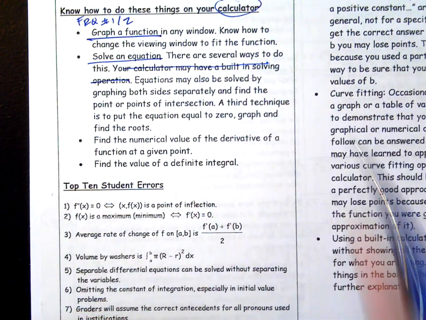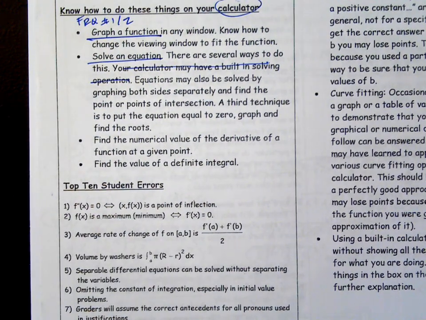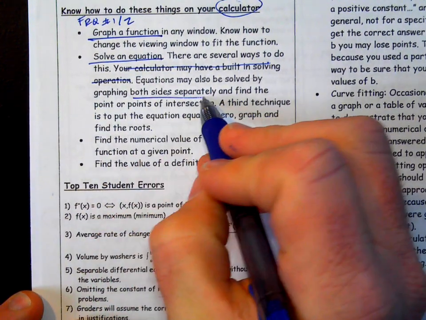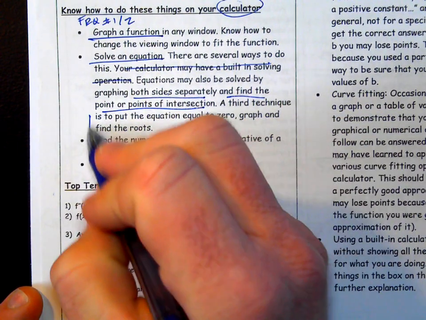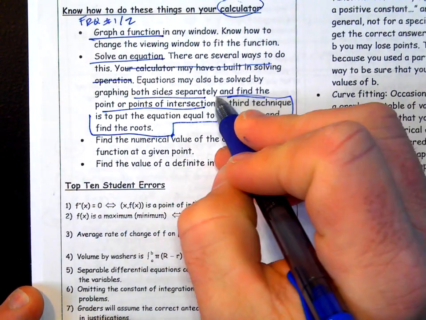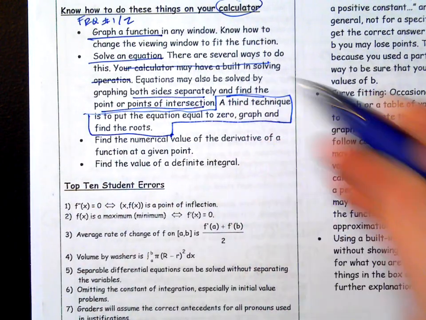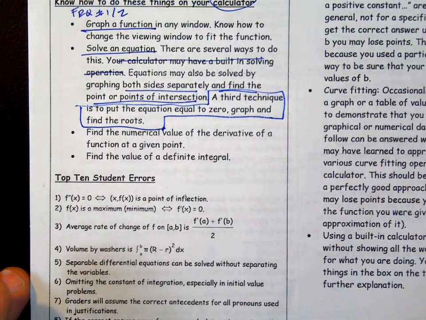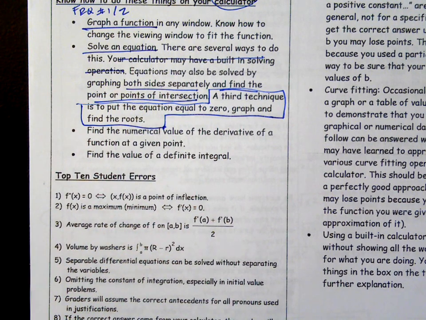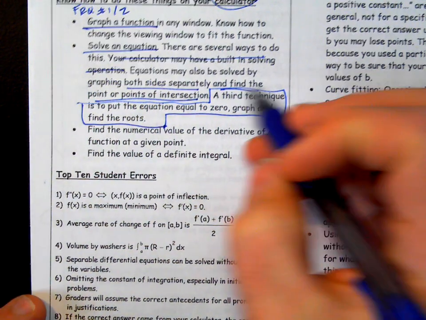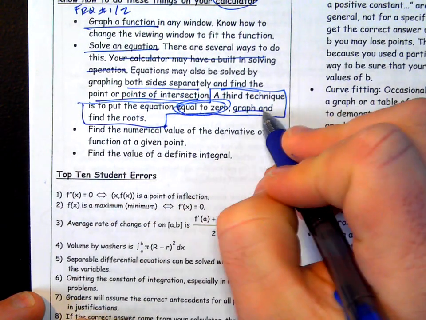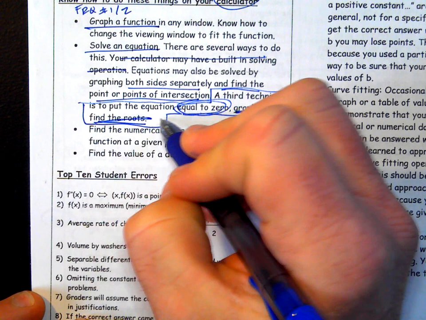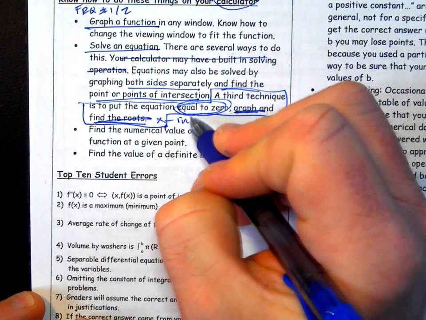But you can also solve equations by graphing. You could graph both sides separately and find their intersections. The third technique, which is my favorite in general: if I've already graphed two functions, then sure, I'll find the intersection of them. But graphing can take a lot of effort. If I don't need to see a beautiful version of the graph, I put everything to one side equal to 0, graph that, and find its roots, its x-intercepts, its zeros.